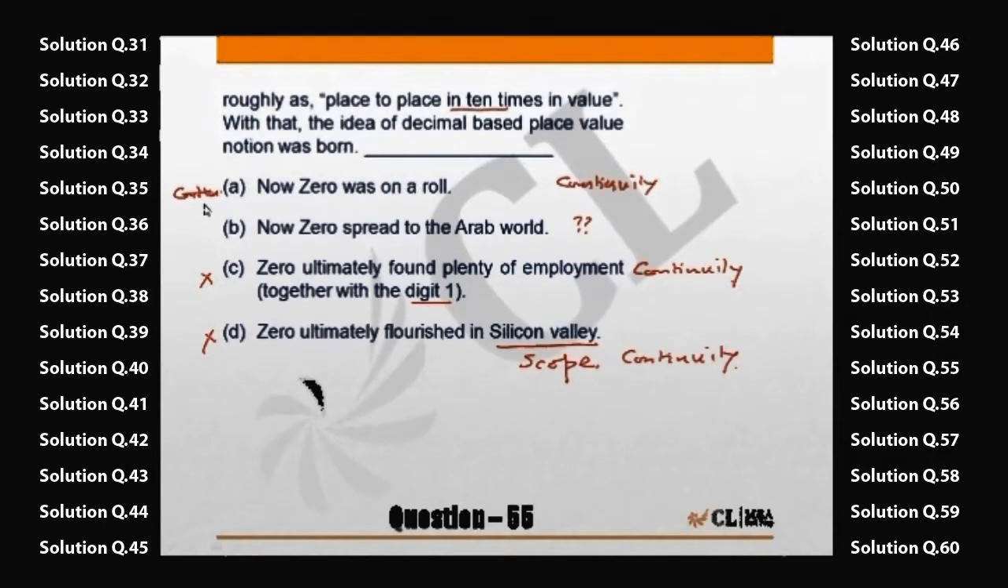Now zero was on the roll makes more sense because now that the usage of zero has been defined clearly, the decimal place system has come out. Now zero is becoming used more and more, so it is on the roll. Okay. Now zero spread to the Arab world, incorrect. Okay. Correct answer, choice A.